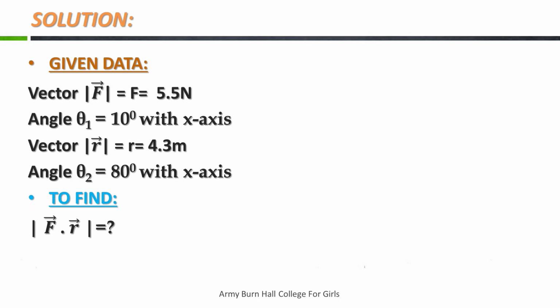We have to find their dot product, so we will write it as f dot r, and we just have to calculate its magnitude. That's why we are putting this symbol. Magnitude of f dot r, the dot product, and magnitude of the cross product. Again we are putting this symbol for magnitude. So this is the magnitude of the cross product. We have to calculate these two values if we are going to start the solution.